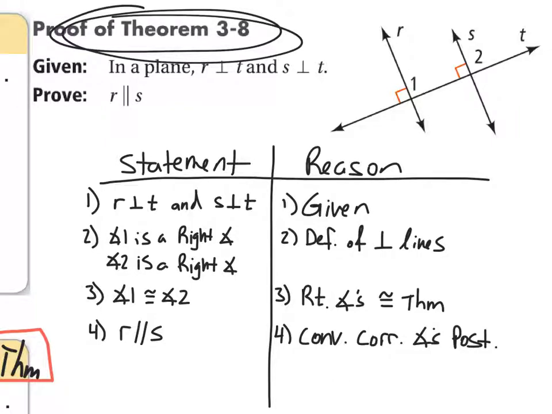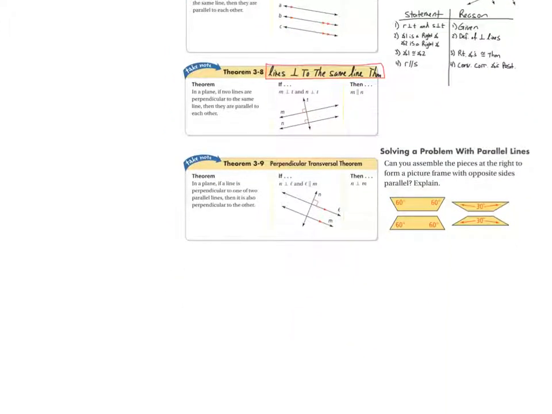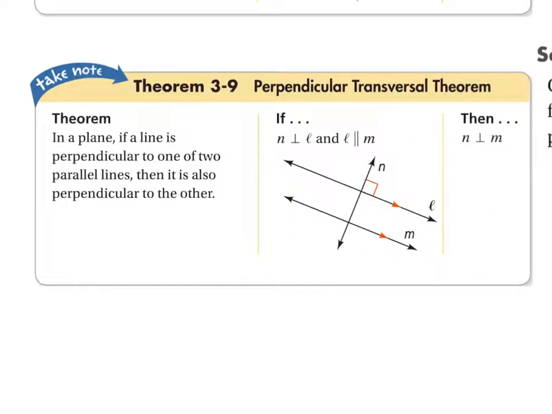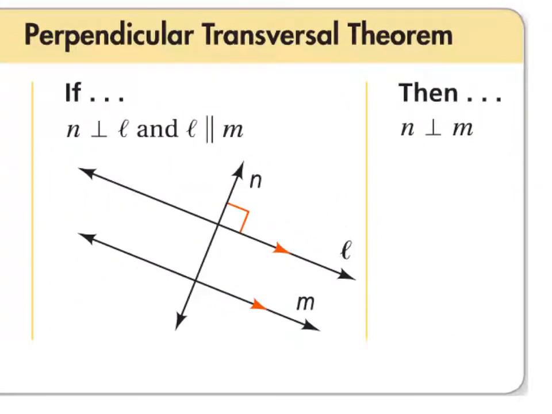No questions? Okay. Then, moving right along, let's take a look down here. We have something called the perpendicular transversal theorem. The perpendicular transversal theorem says if n is perpendicular to L and L is parallel to M, then n is perpendicular to M.